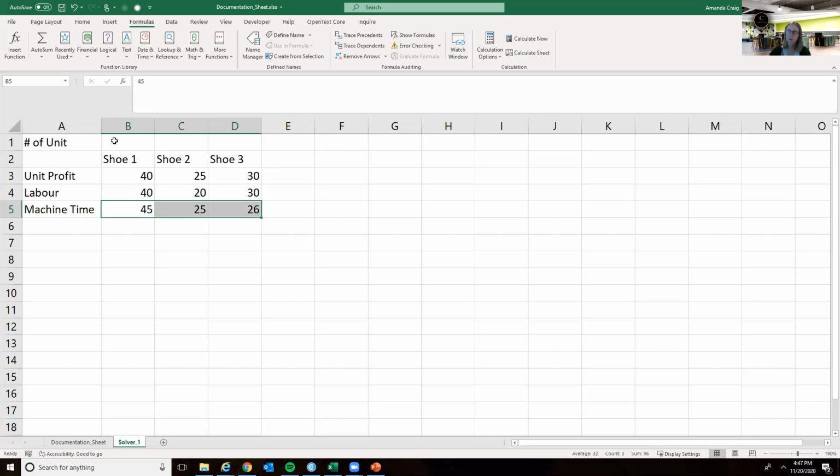And the number of units that we're going to produce, we haven't populated that number because what we're going to do is use Solver in order to determine what the right number of units is in order to maximize our profitability.